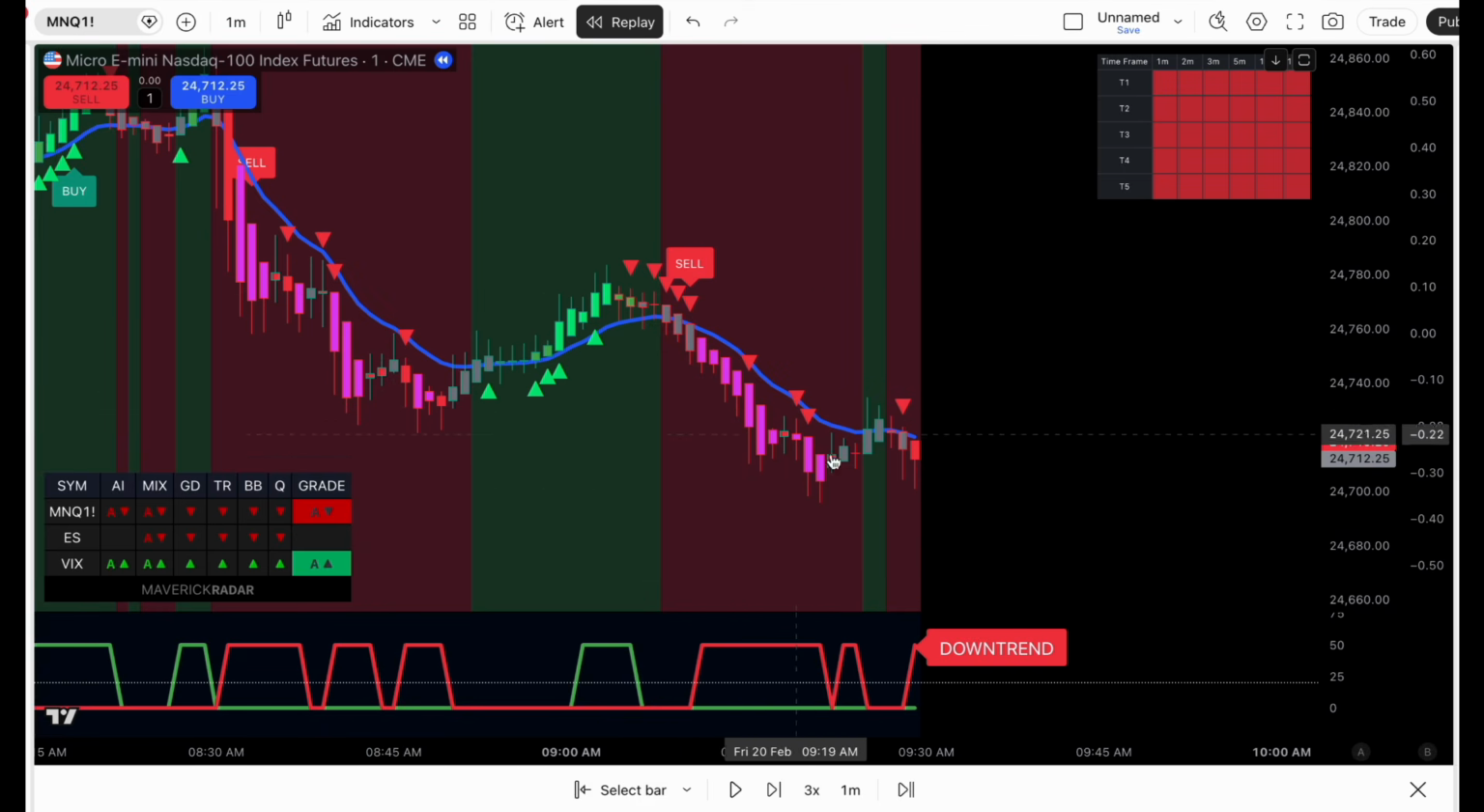We got all our confidence arrows. The background is who's in charge, the bears or the bulls. So right here, the bulls were in control. Right here, the bears were in control. The Maverick Radar is going to look at your Maverick Multi-X.